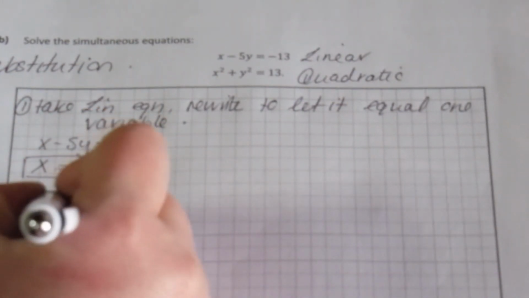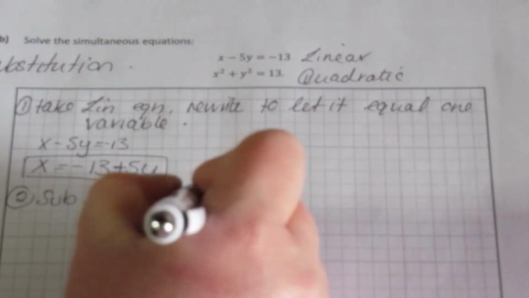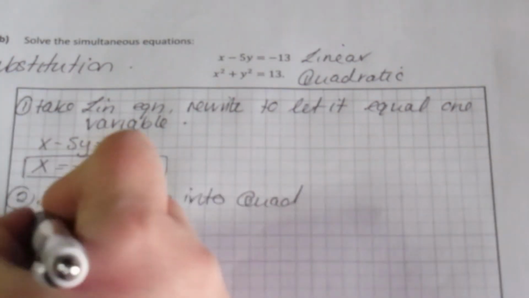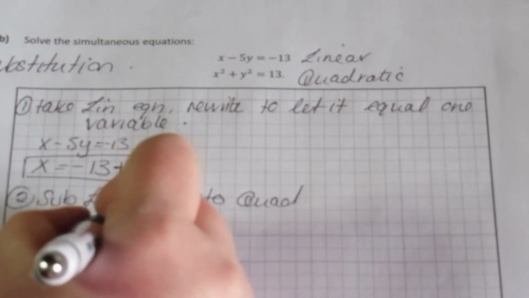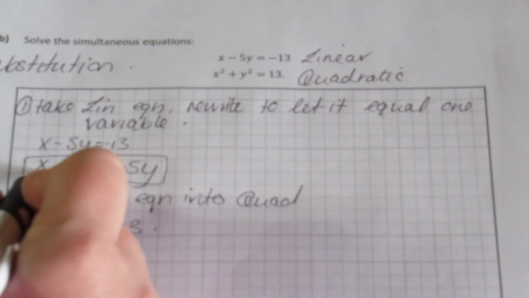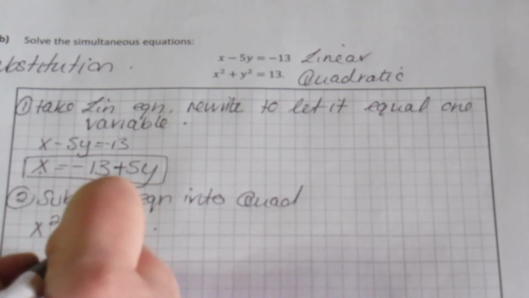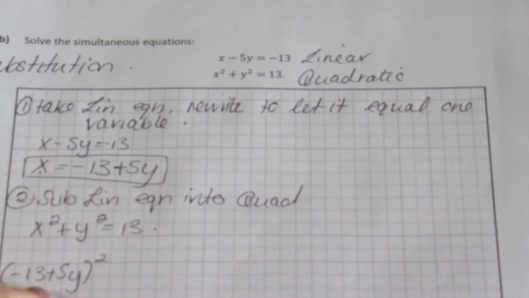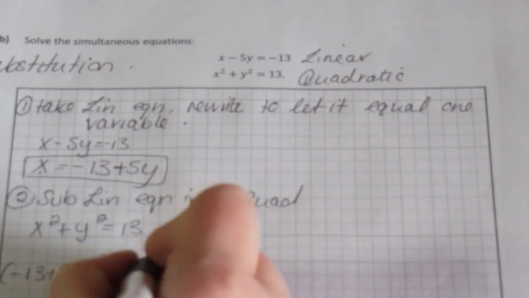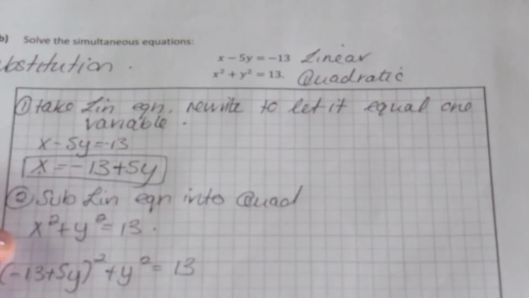Step 2, I'm going to sub the linear equation into the quadratic equation. The quadratic equation is x squared plus y squared equals 13. I'm now going to say that x is equal to this. So instead of x, I'm going to have minus 13 plus 5y, all squared, plus y squared equals 13. So I've just replaced the x with the minus 13 plus 5y.